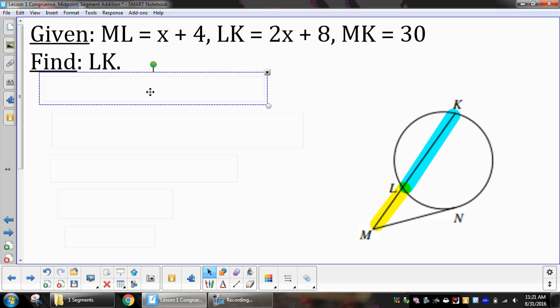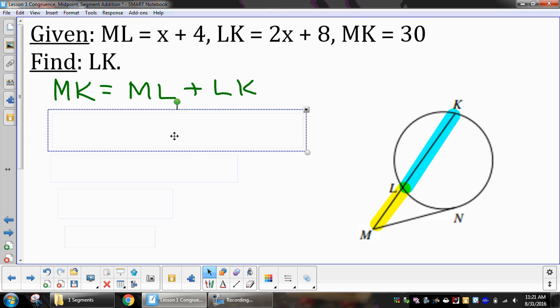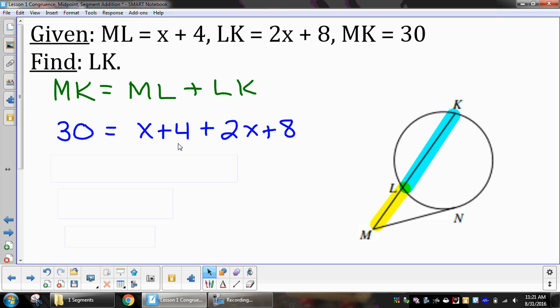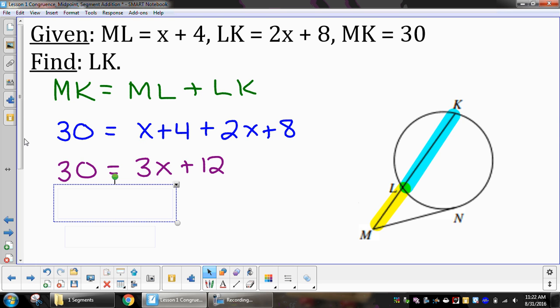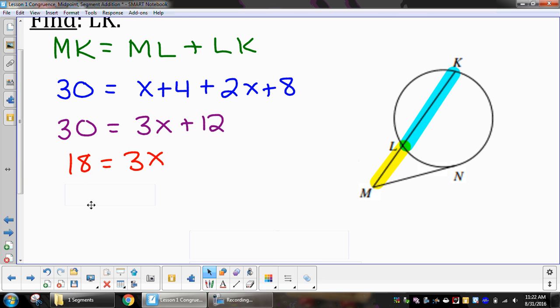So I'm going to write that down using segment length symbols. Then I'm going to fill in what I know, plugging in 30 for MK, x plus 4 for ML, 2x plus 8 for LK. And now I just have an equation to solve for x. I'm going to combine x and 2x to make 3x. 4 and 8 added together gives me 12. And now I'm going to skip a few of those steps that you're used to showing. Let's solve this equation for x.